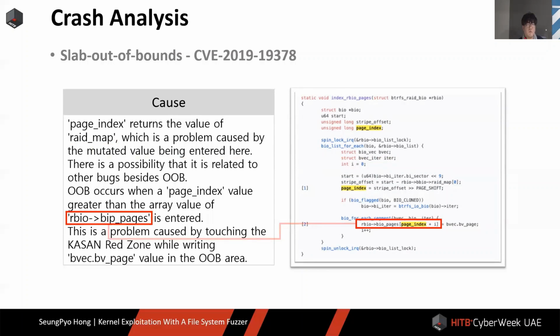In order to obtain the page index from the vulnerability, it is used in bio pages after obtaining the page index using the starting address and stripe offset. As the page index is larger than the array value of bio pages, an OOB vulnerability occurs.